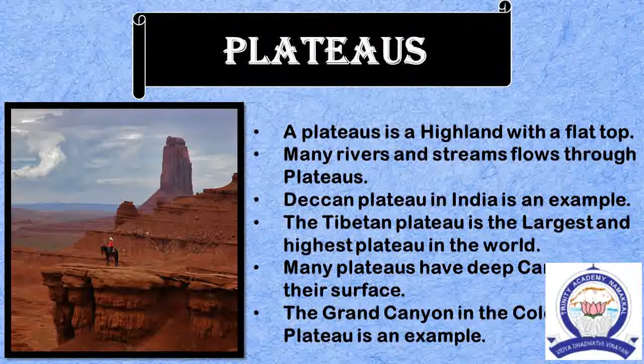It rises abruptly from surrounding land. What is meant by abruptly? It means its sides have steep slopes. Steep is nothing but a sudden rise or fall of land. Like mountains, many rivers and streams flow through plateaus. Example, River Kaveri. Now, let us learn more about plateaus.